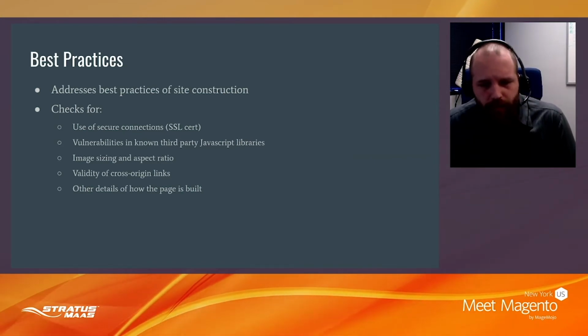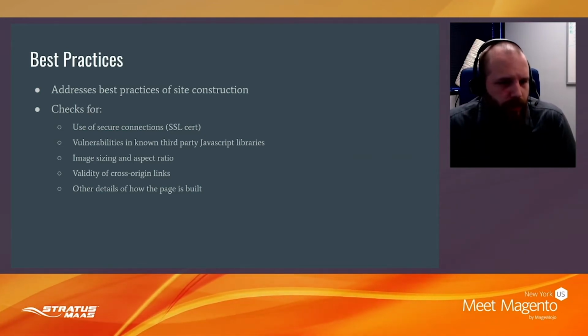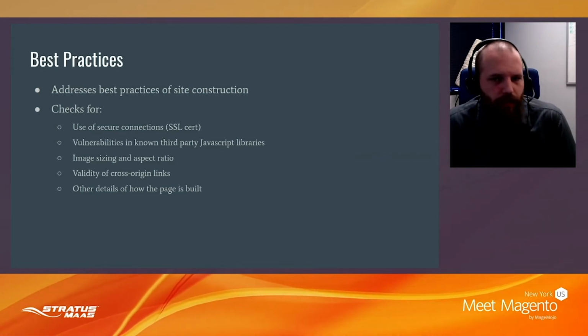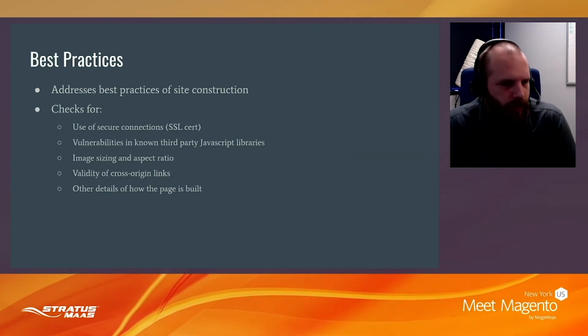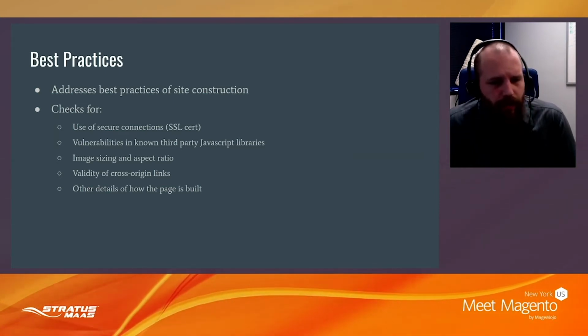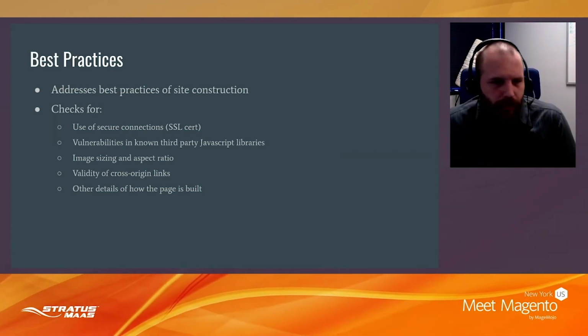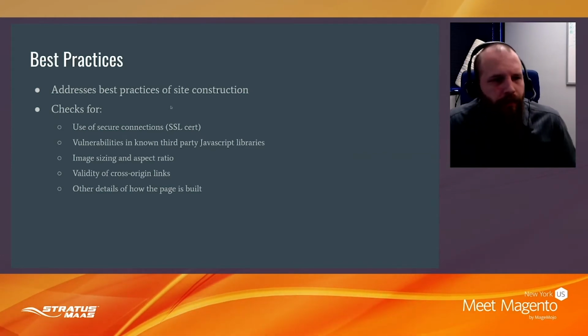So if you have links on your site that go out to other domains, you should be using no referrer or no opener tags on those so that you're not causing those to be attached to your site in ways that aren't according to best practices, as well as other details of how the page is built and whether there's certain tags in a certain place, certain attributes that may be missing from certain HTML tags and things like that.